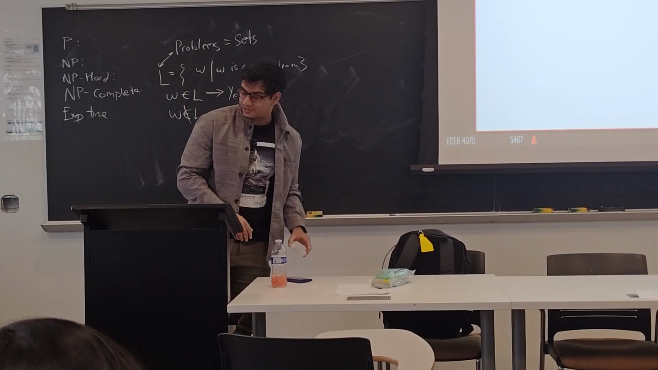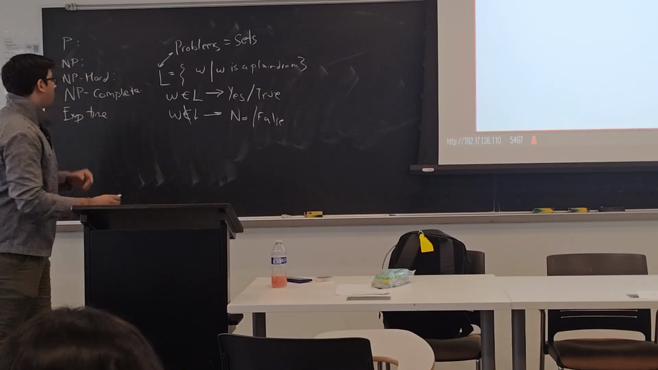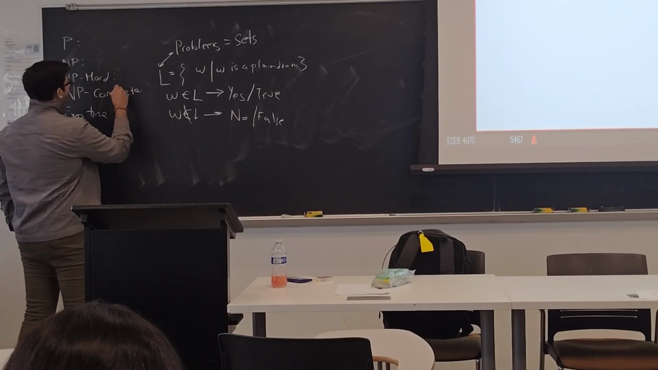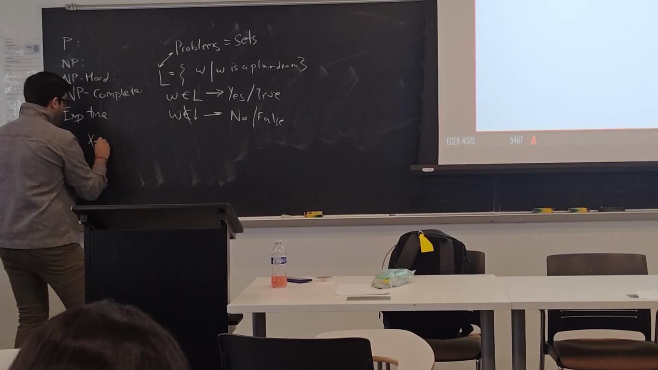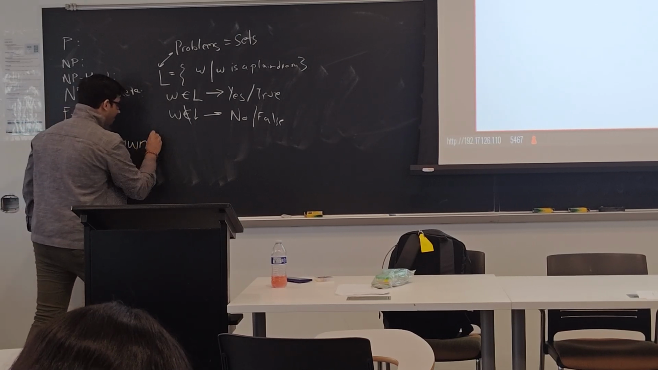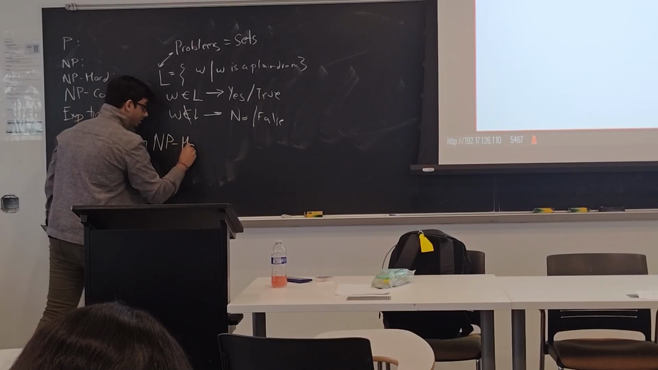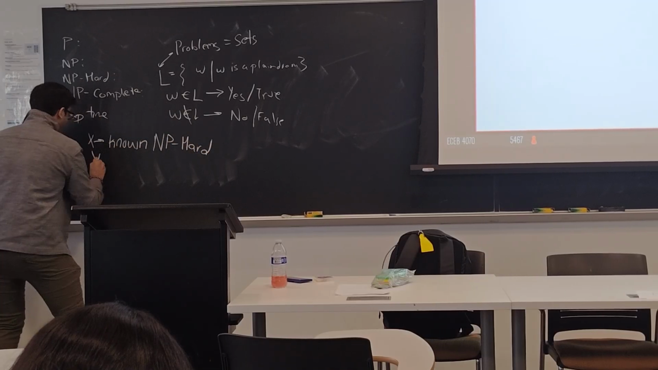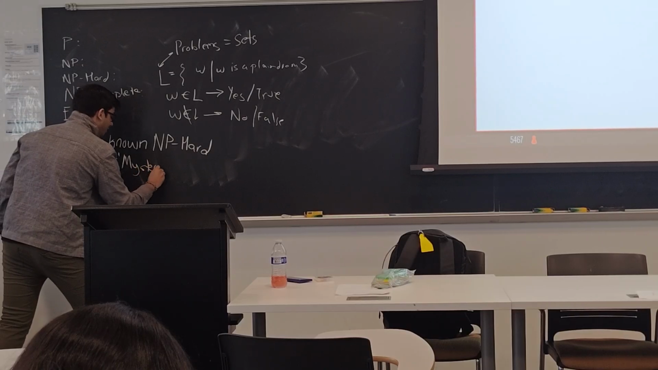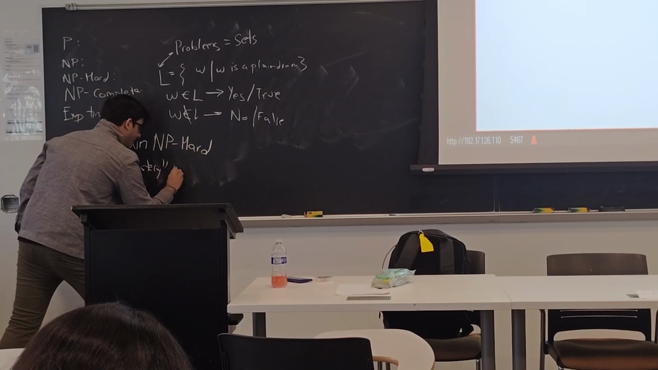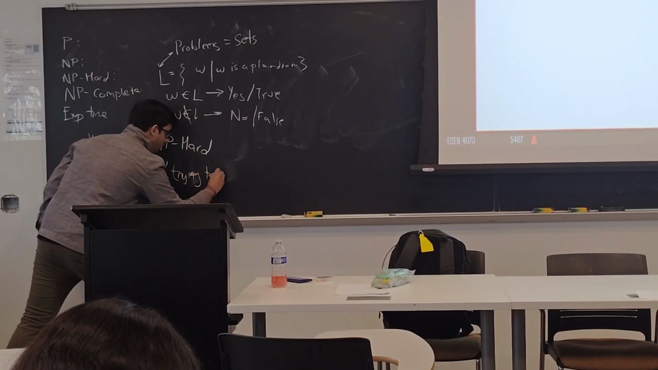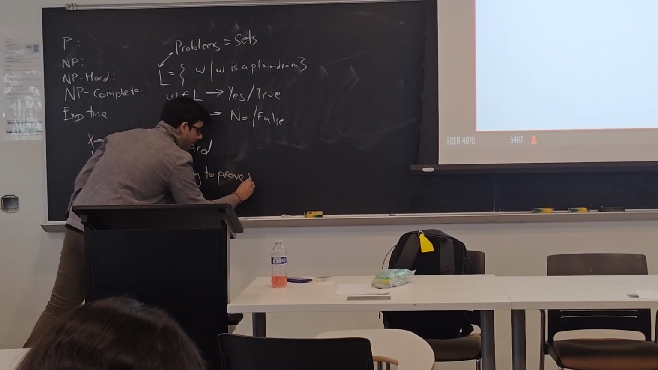So the definition is a bit circular, but if you're curious as to why, I'll go over it in office hours or another time. But this definition is: if X is a known NP-hard problem, Y is, let's say, the mystery problem that you're trying to prove is NP-hard.